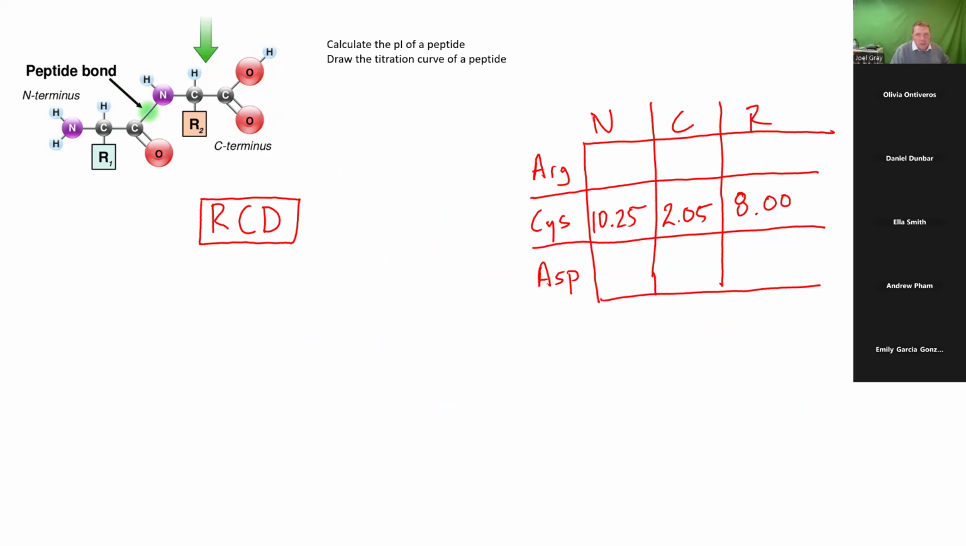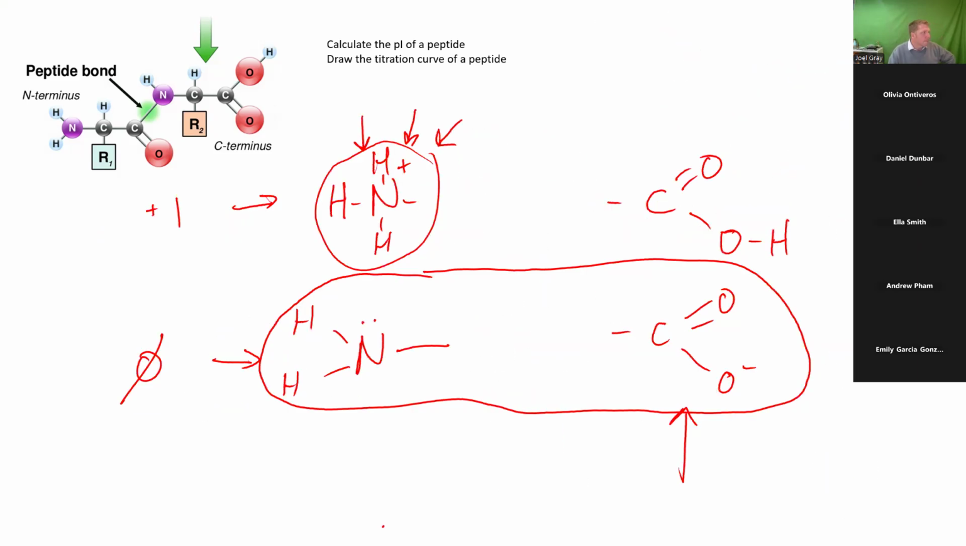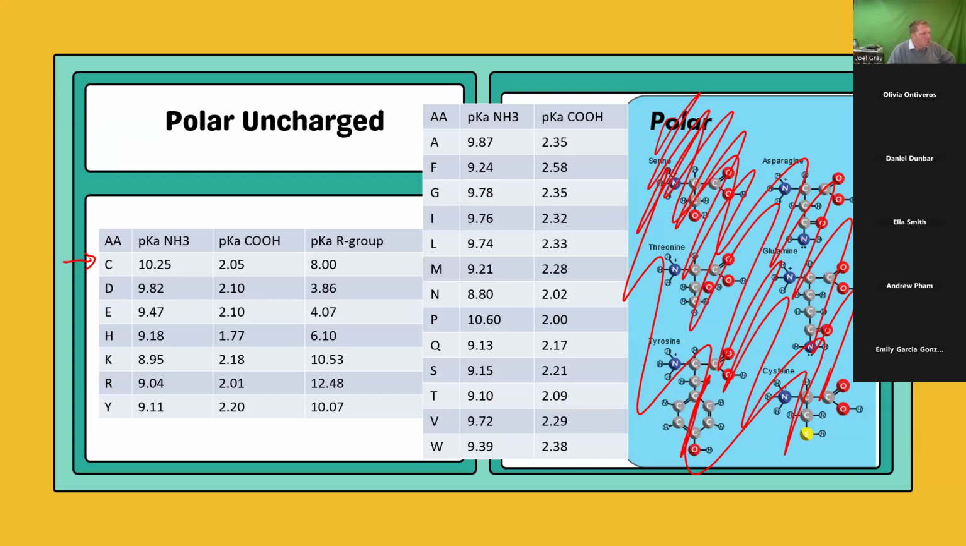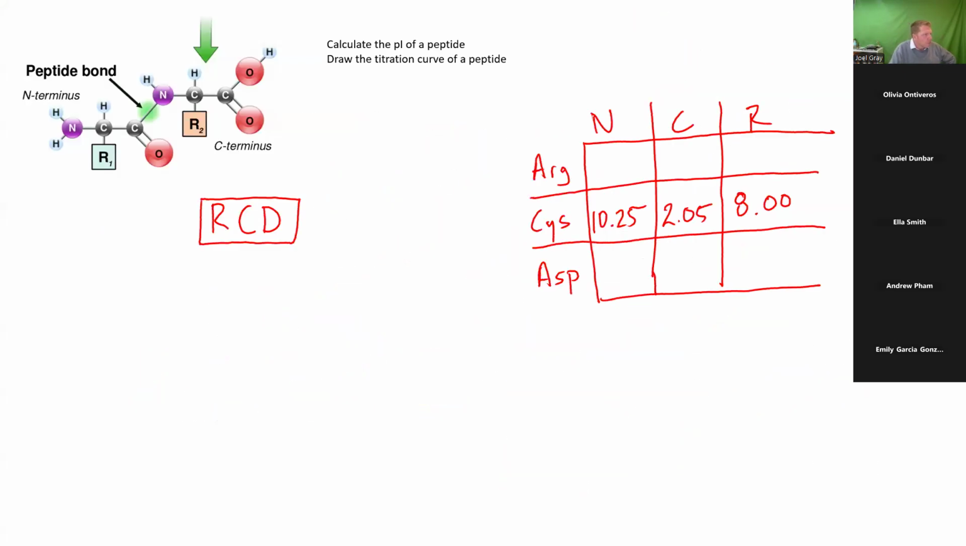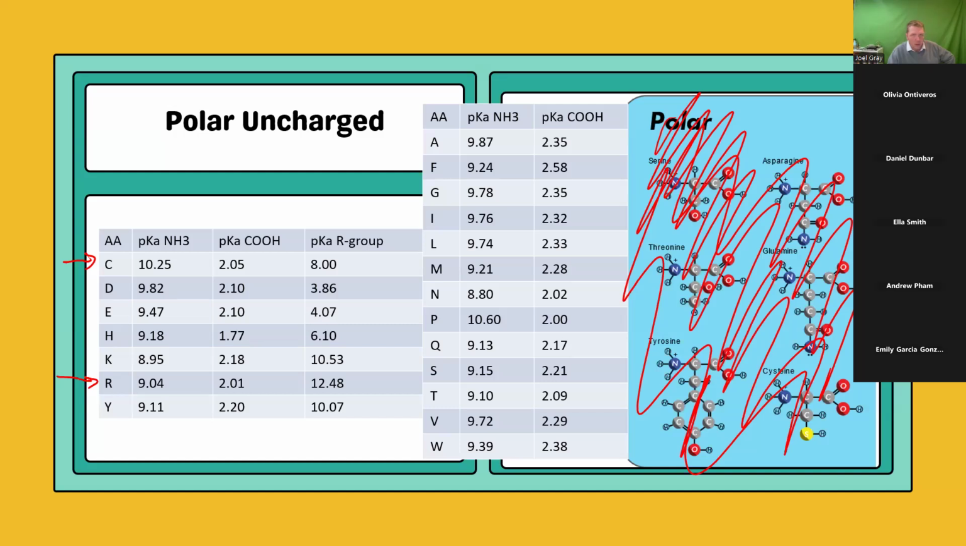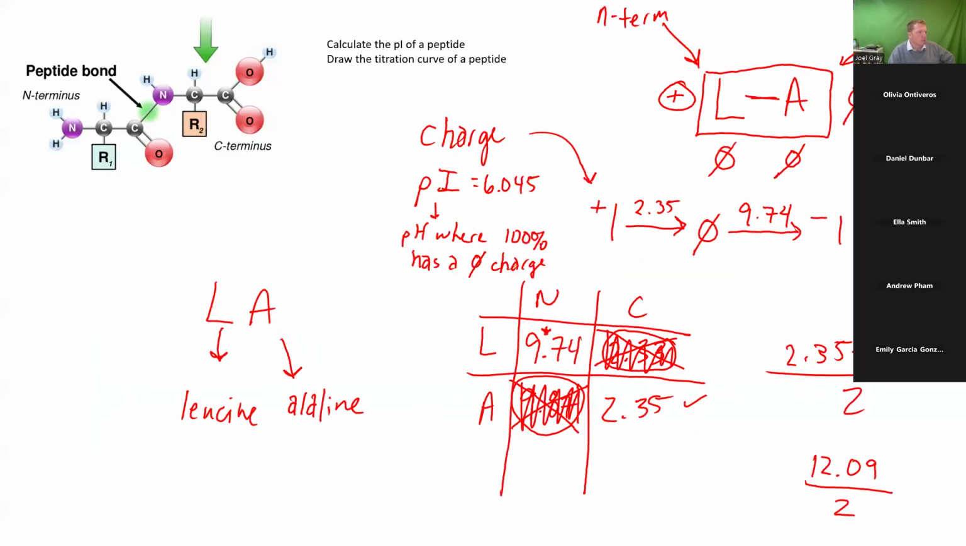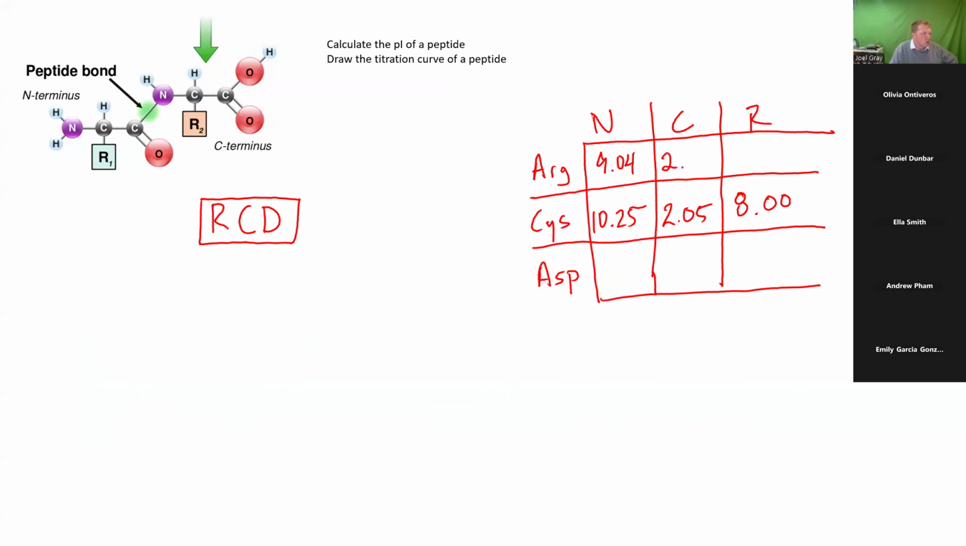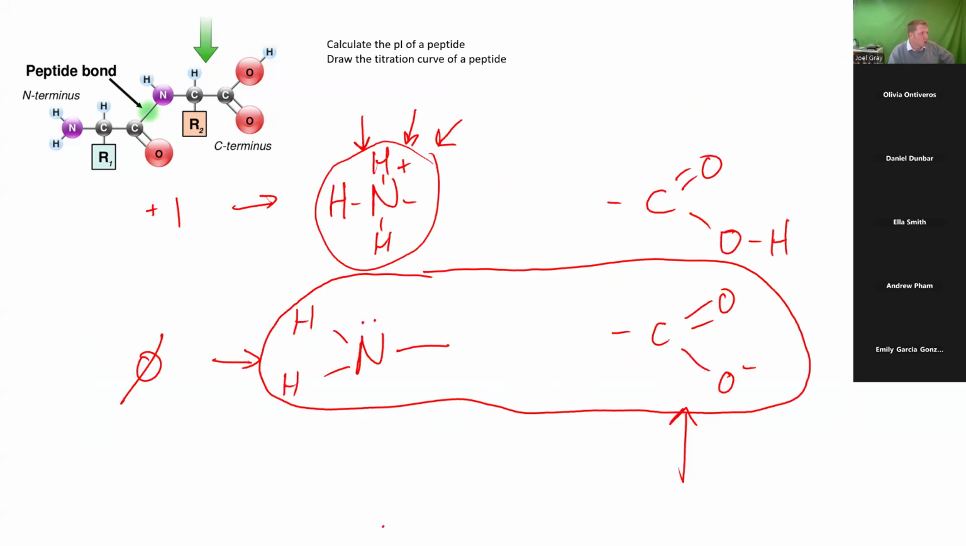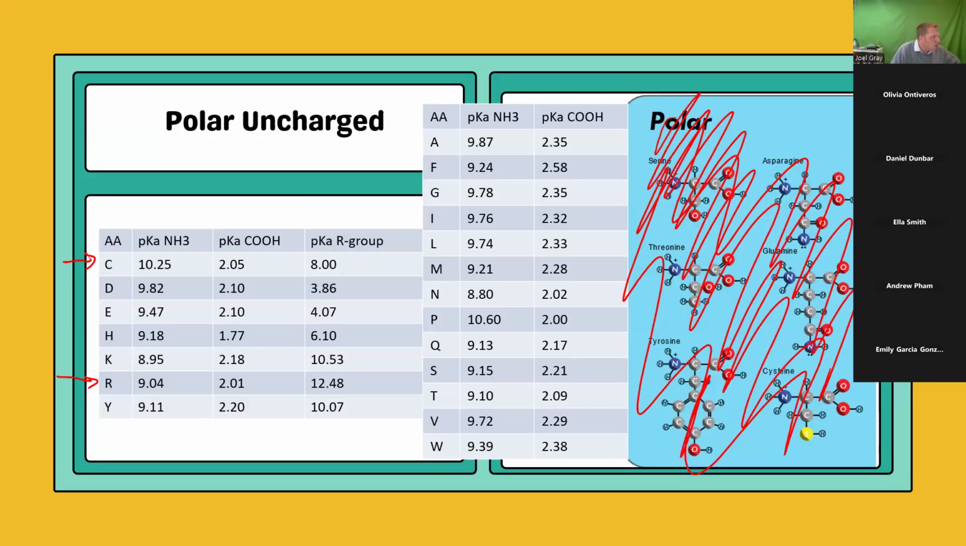The only reason I put cysteine info first is because that was the first on the table on that previous slide. Now I'm going to go to ARG, arginine, 9.04. So now I'm right here, 9.04. Then my C termini of arginine is 2.01. And then last but not least, what is the pKa of my R group for arginine? 12.48. Okay.